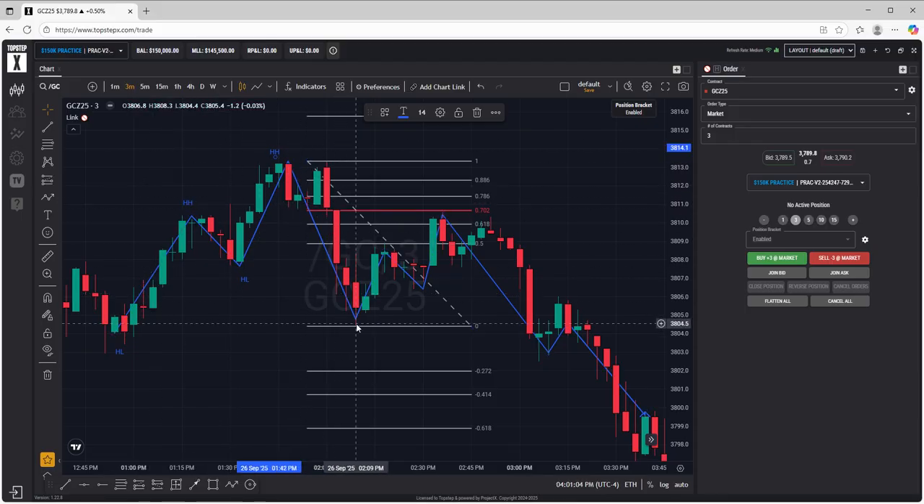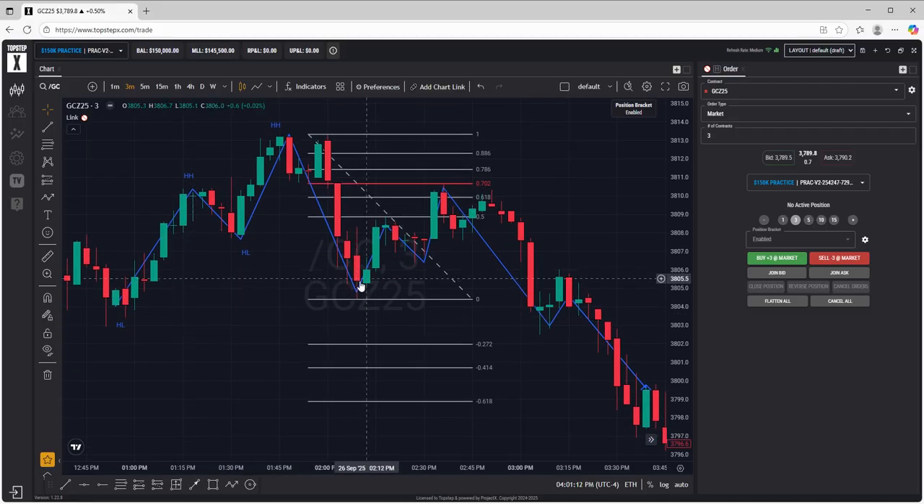Pull back, break of structure, right? When it pulls back, it breaks structure to the downside, right? Now the charts have permission to go the other way, right? And even in this pullback, this is all one move, right?